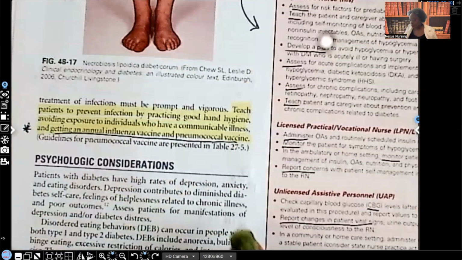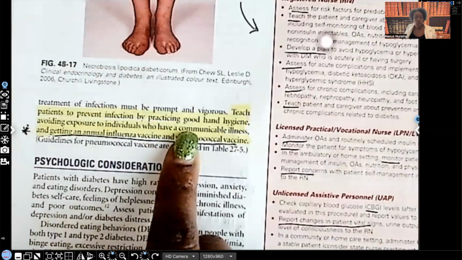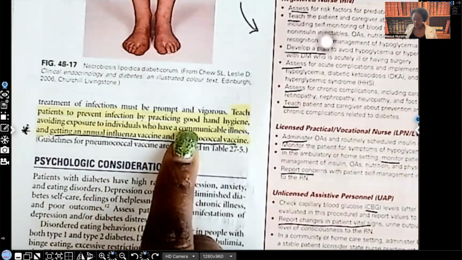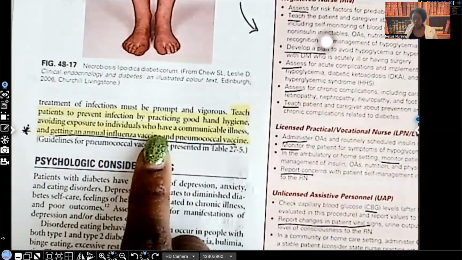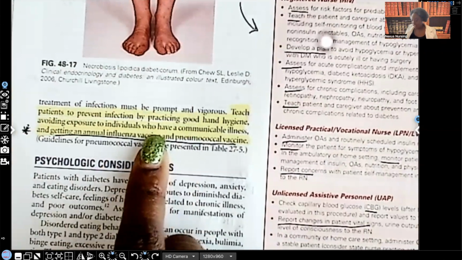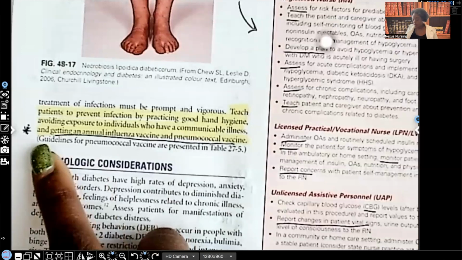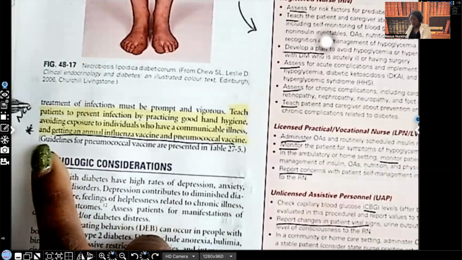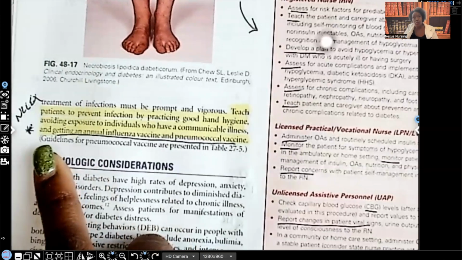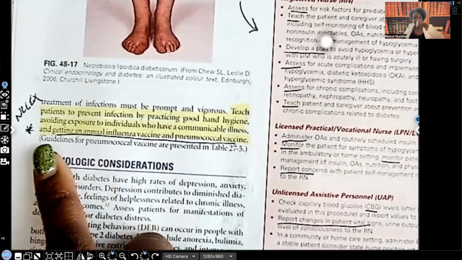You're going to teach patients to prevent infection by practicing good hand hygiene, avoiding exposure to individuals who have communicable illnesses, and getting their annual influenza and pneumococcal vaccine. I put a star next to it because that's all over NCLEX as well. Remember, NCLEX is very big on primary preventative measures, teaching and vaccinations. Okay.